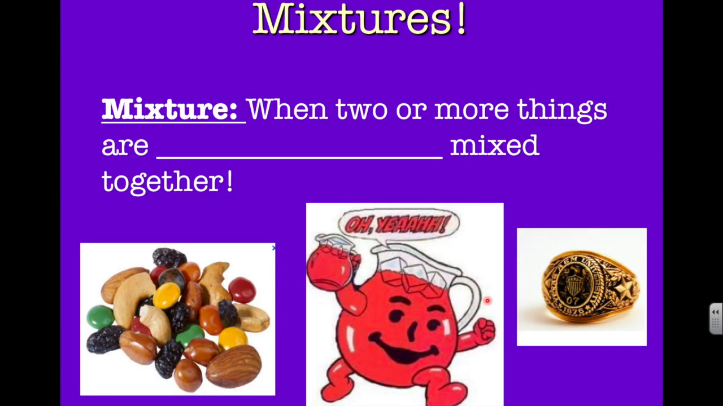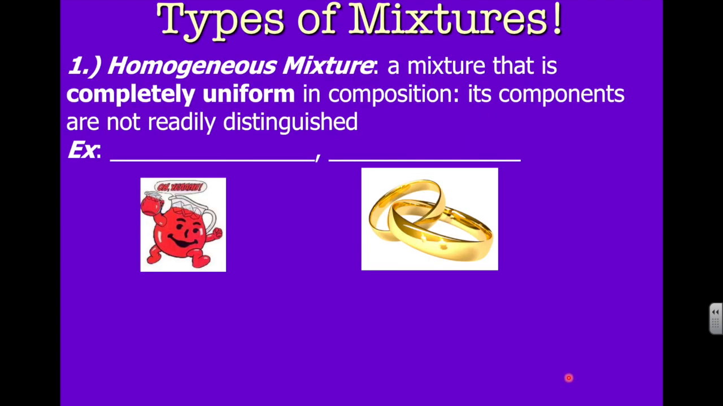So mixtures are when two or more things are physically mixed together. Like trail mix right here, or the Kool-Aid man. Kool-Aid's got sugar and he's got water all mixed in there, but he's all red, right? So you can't visibly distinguish them. Or your gold ring even is a mixture.